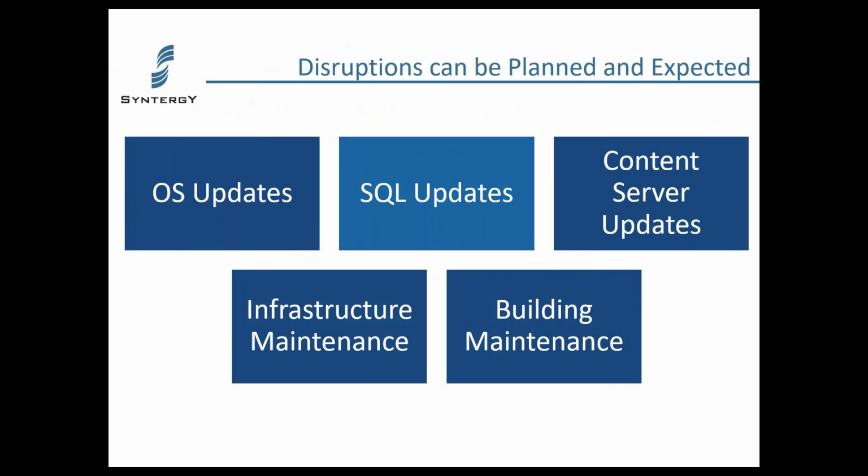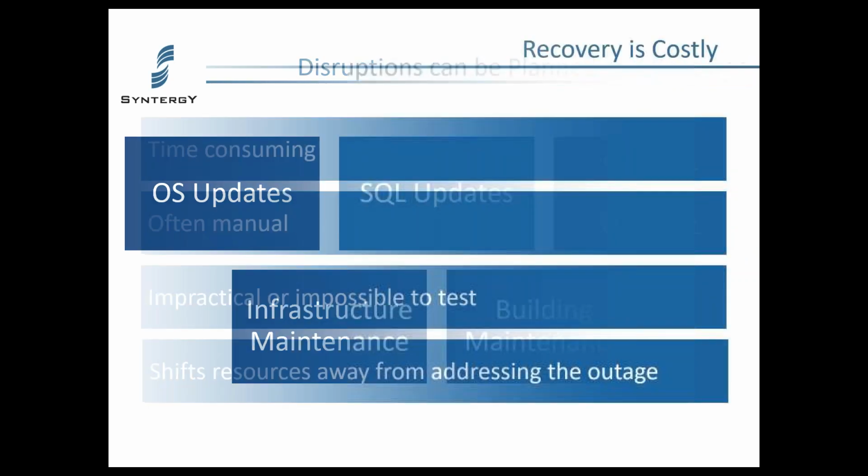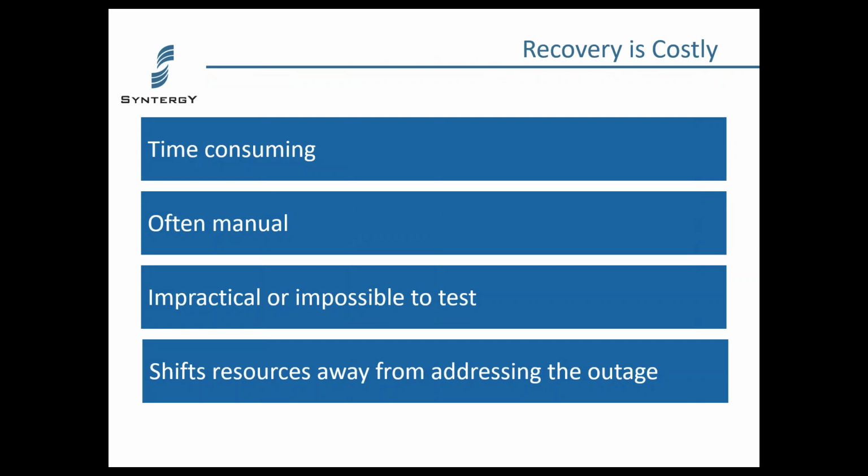And as you know, disruptions can be planned and expected. There could be many reasons. We always think about natural disasters such as storms, water damage, fire, power outages. However, disruptions can also be planned and expected. There could be building maintenance, infrastructure maintenance on your systems, content server updates, upgrades, etc. And again, these all impact your businesses. And if you're a system administrator or involved at the technology level, you'll realize that recovery is costly.